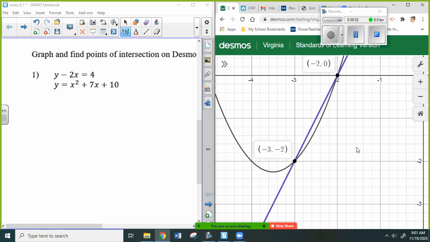But you have to remember it's where they cross each other. It has nothing to do with the X or Y axis. It's where they cross each other. Once you know what they are, you can come back to your paper and literally write down the solutions.